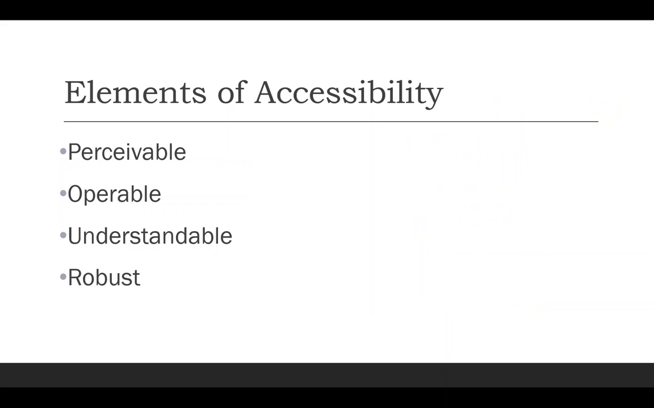And there's four main principles of this accessibility. It needs to be perceivable, operable, understandable, and robust. So I'm going to just break these down briefly. Perceivable means that even if I can't see well or I can't hear well, there are alternatives that help me perceive the information. So this could be captions, this could be text alternatives.